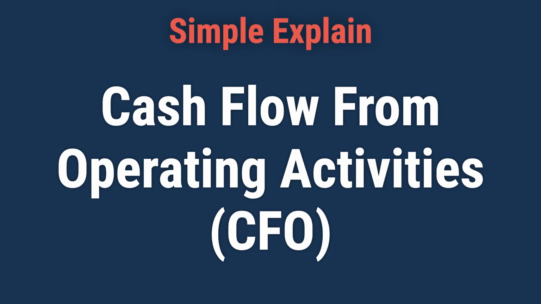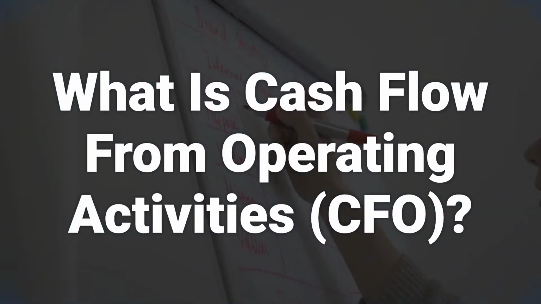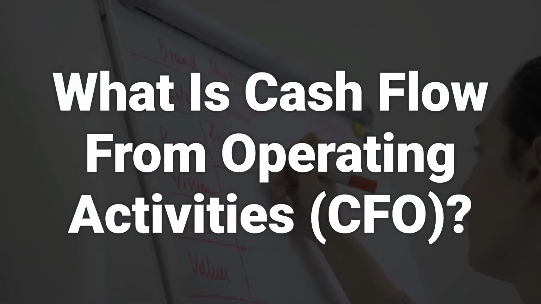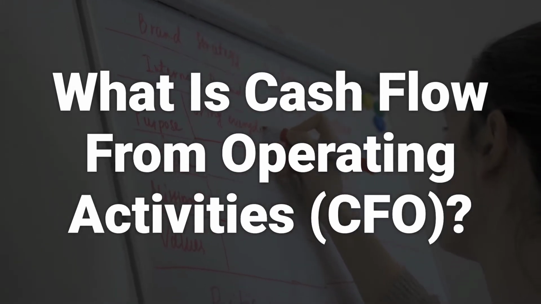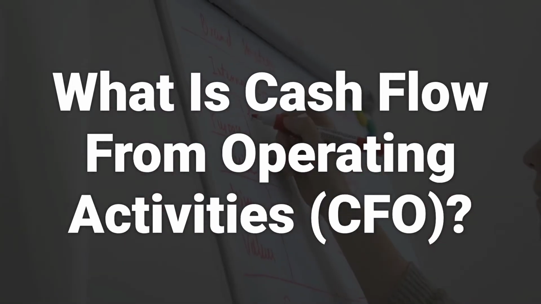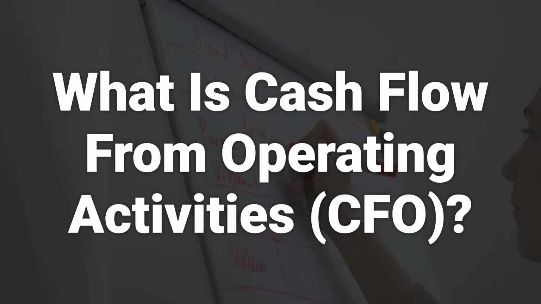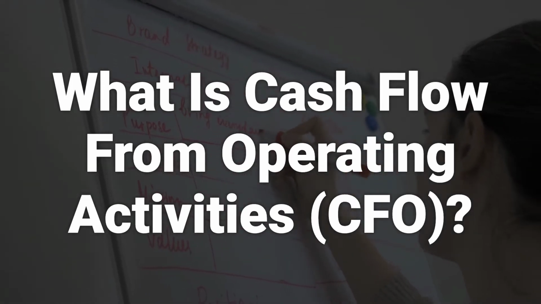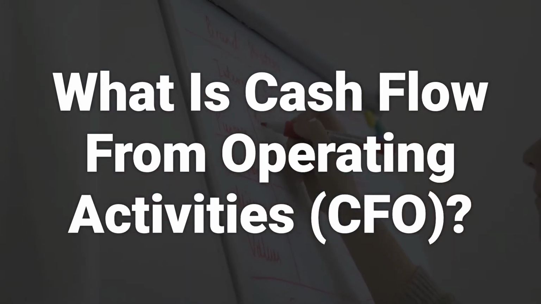Hi. Let's learn about cash flow from operating activities, CFO, the amount of money a company brings in from its ongoing, regular business activities. Cash flow from operating activities indicates the amount of money a company brings in from its ongoing, regular business activities, such as manufacturing and selling goods or providing a service to customers. It is the first section depicted on a company's cash flow statement.